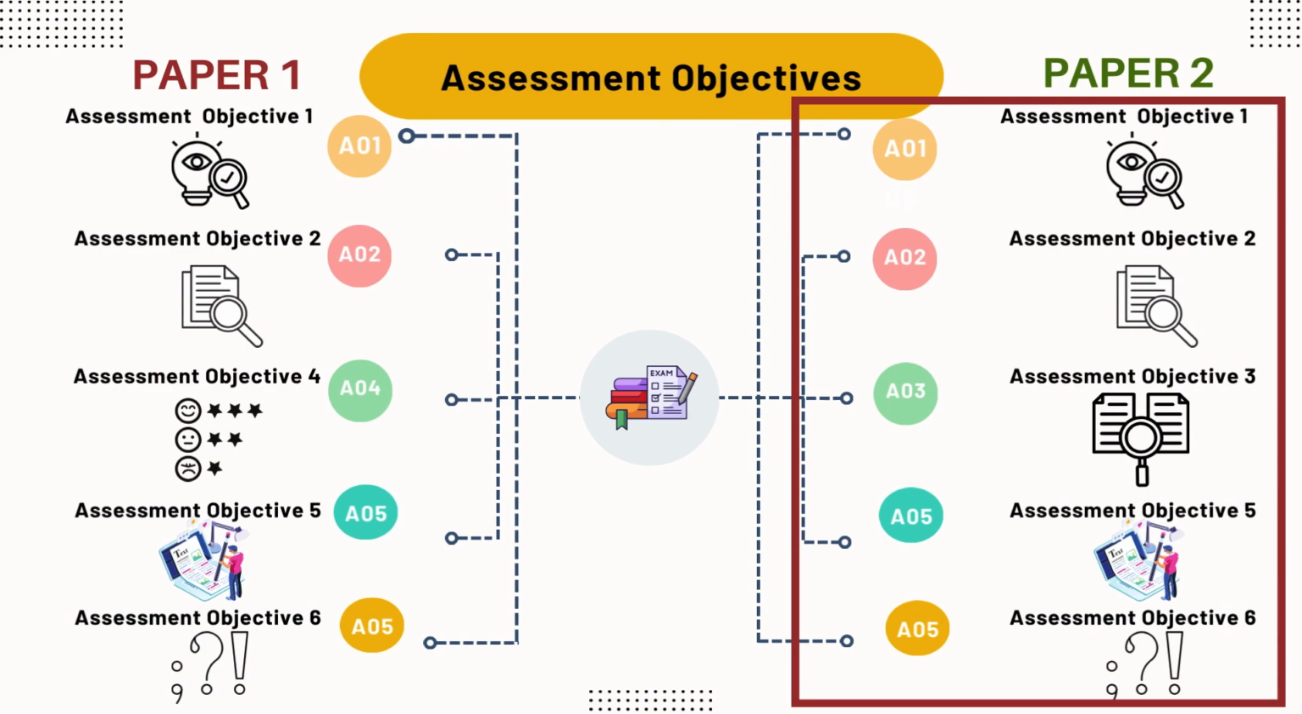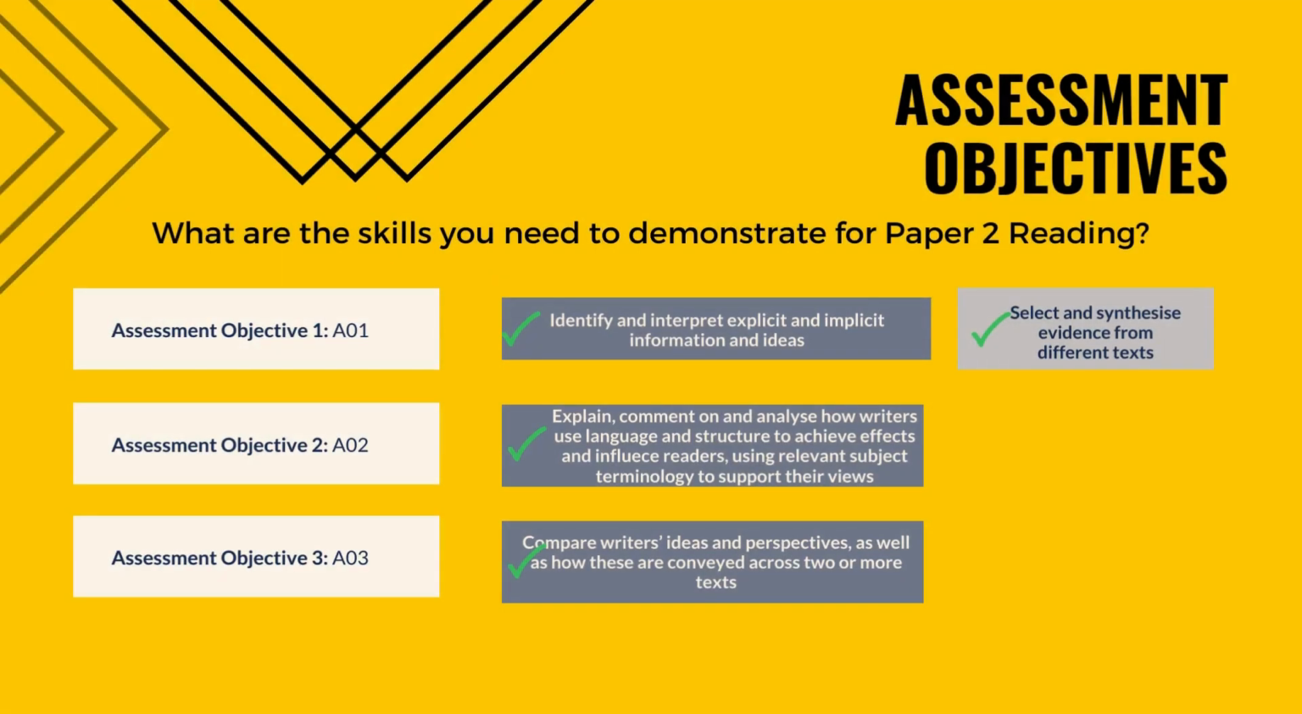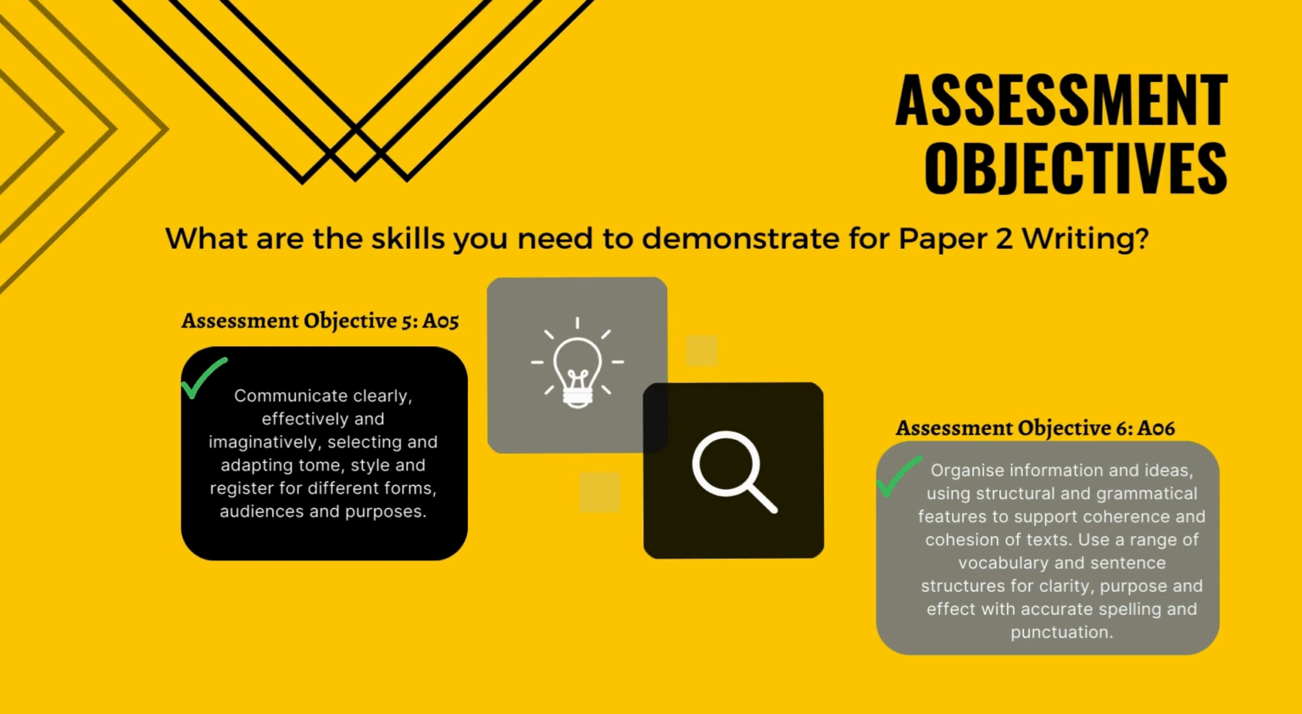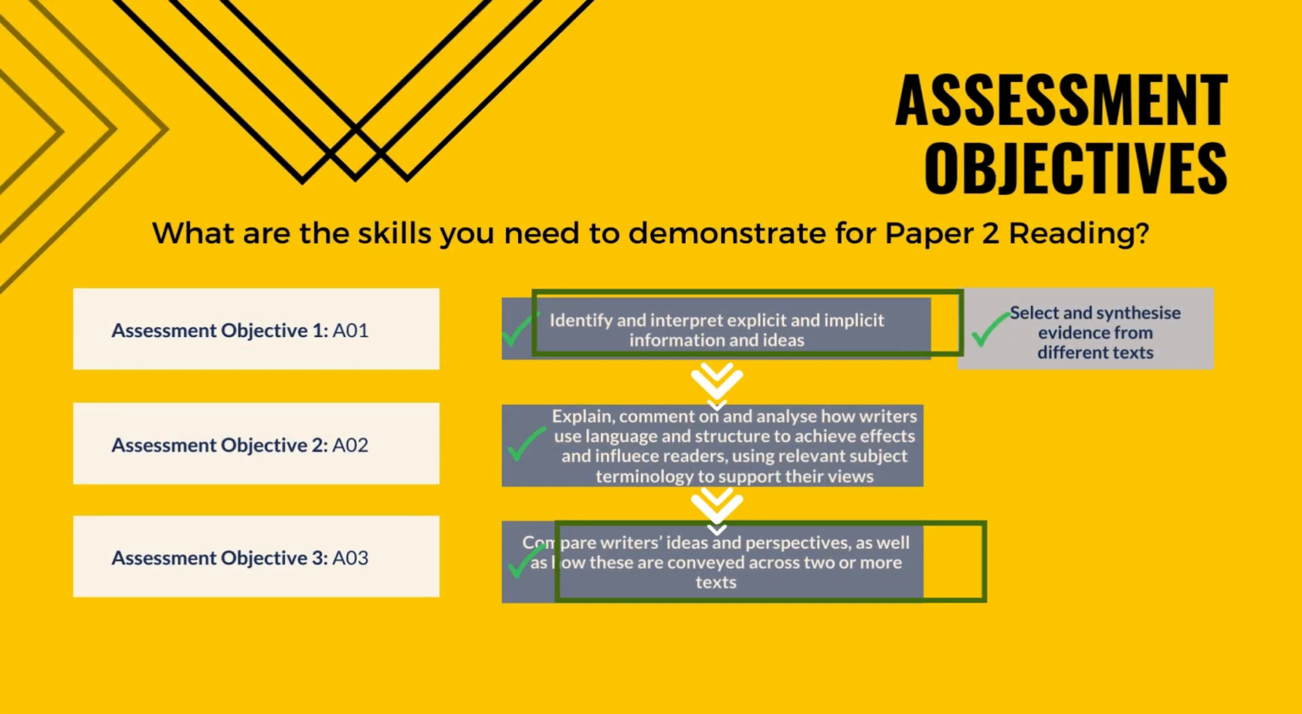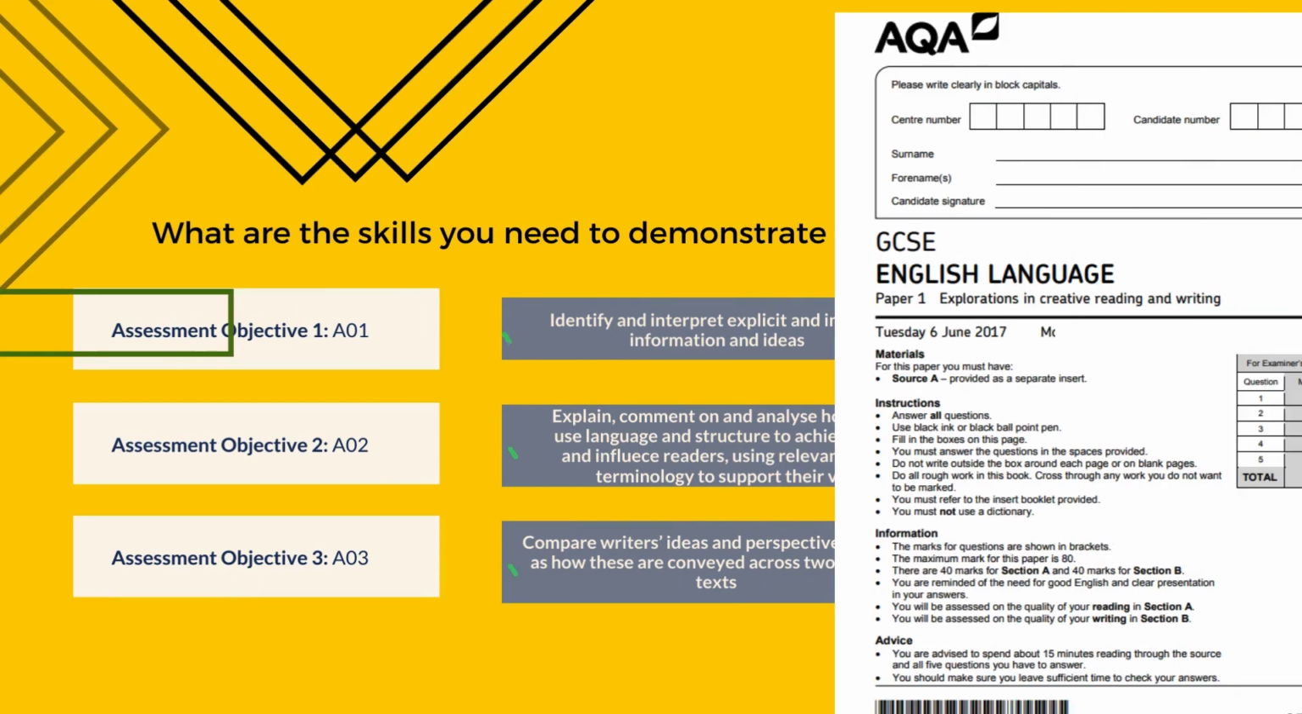As with Paper 1, Paper 2 assesses 5 key assessment objectives. Assessment objectives 1 to 3 are assessed in Section A of the paper, and assessment objectives 5 and 6 are assessed in Section B of the paper. The assessment objectives range from identifying and interpreting explicit and implicit information and ideas in non-fiction texts, to comparing writers' ideas and perspectives across 2 non-fiction texts.